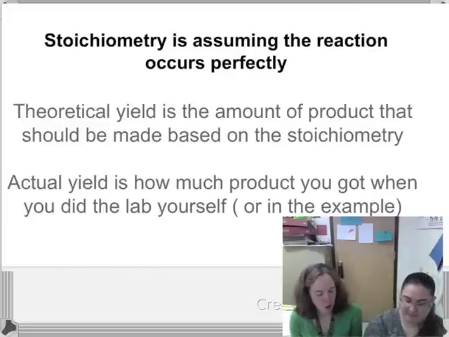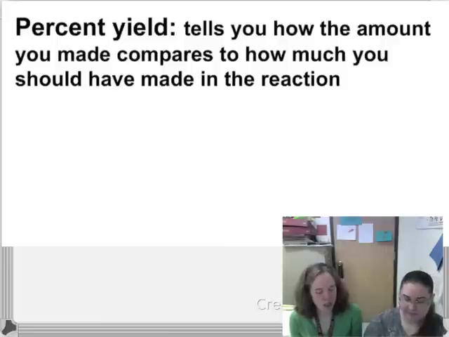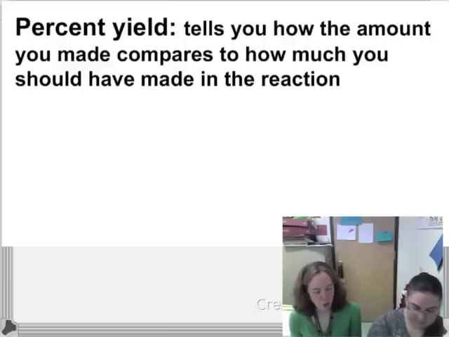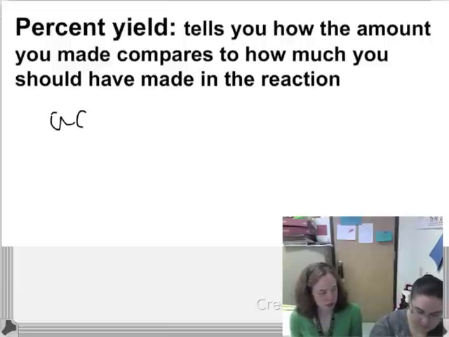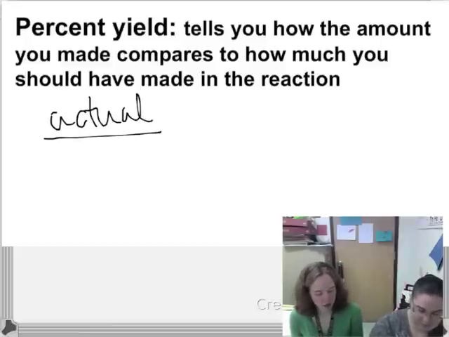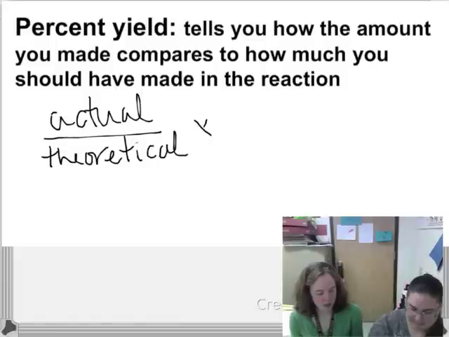Okay. All right, so our formula is going to look pretty similar to back when we were doing percent composition. So percent yield just tells you how much you made compared to how much you should make. So our formula is going to be actual over theoretical times 100 equals your percent yield.